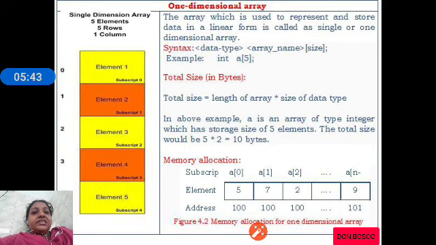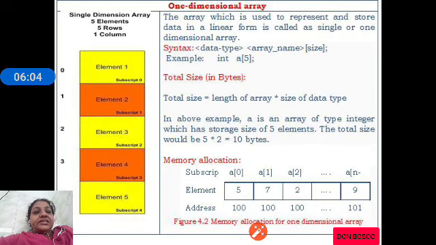Now what is the array size? Total size in bytes is the length of the array times the size of the data type. The array a holds 5 elements in the example, and to store one element we require 2 bytes. So 5 into 2, 10 bytes of memory is required for a.